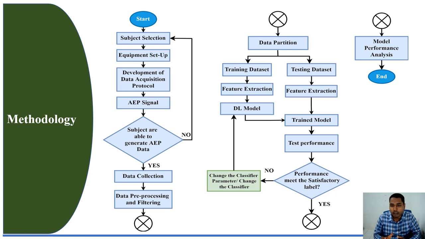In order to train and test the model, we split the dataset into a training set and a testing set. Then the next important phase is the feature extraction method. There are several types of feature extraction methods widely used by researchers. These are time domain, frequency domain, and time-frequency domain feature extraction methods. In order to train the deep learning model, we use the training dataset and test the performance of the model using the testing dataset. If the performance does not meet the satisfactory level, then we change the classifier parameters or change the classifier. And if the performance meets the satisfactory level, then we analyze the model performance.